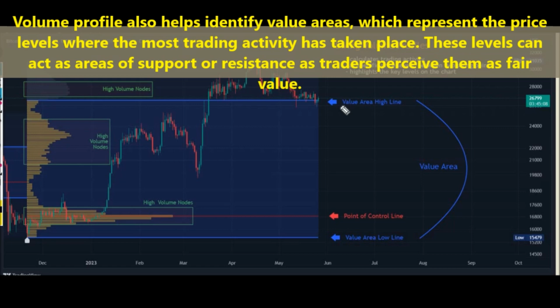Value areas are what you can see shown by arrows over here, which represent the price levels where the most trading activity has taken place. These levels can act as your support and resistance areas, as traders perceive them as fair value. So that's what you're really supposed to understand.